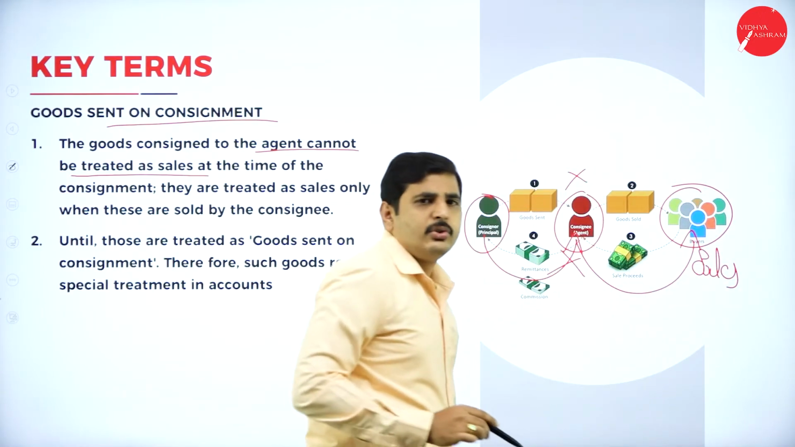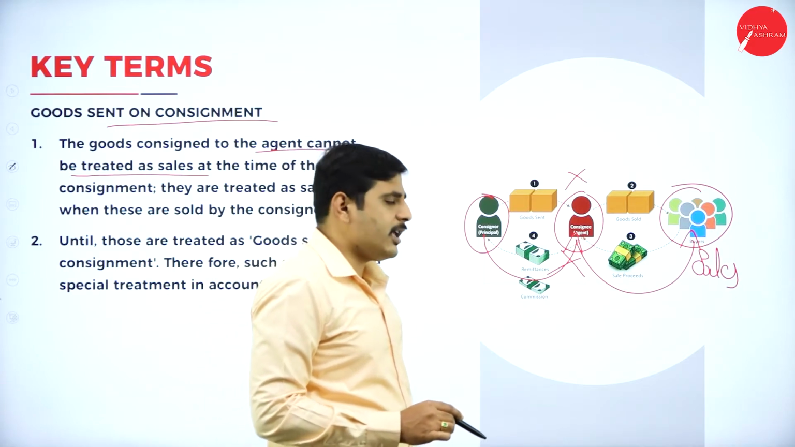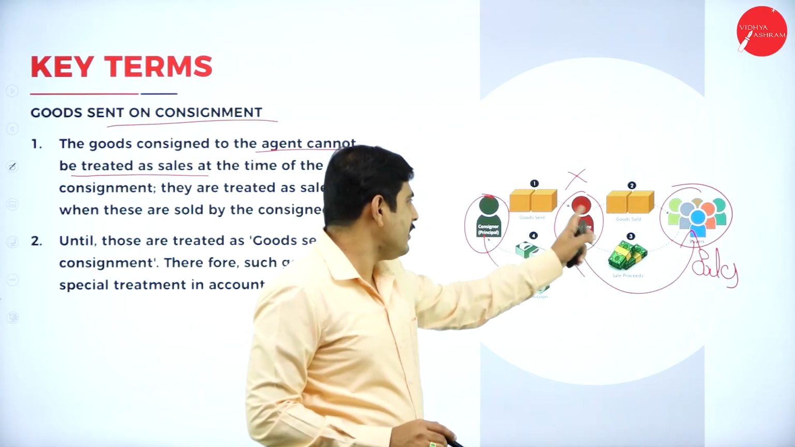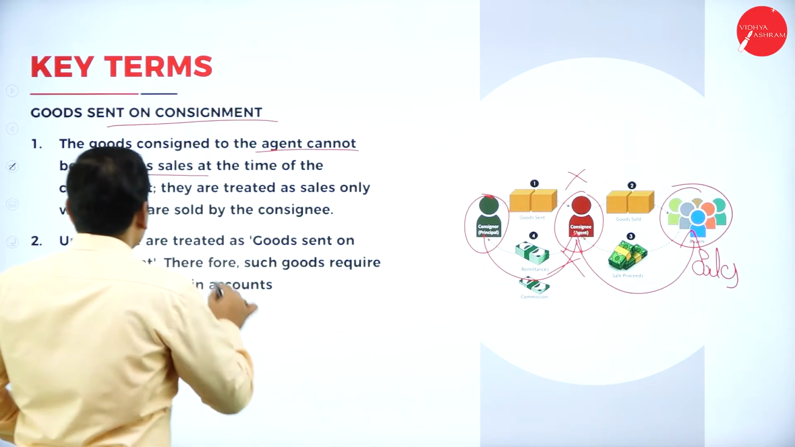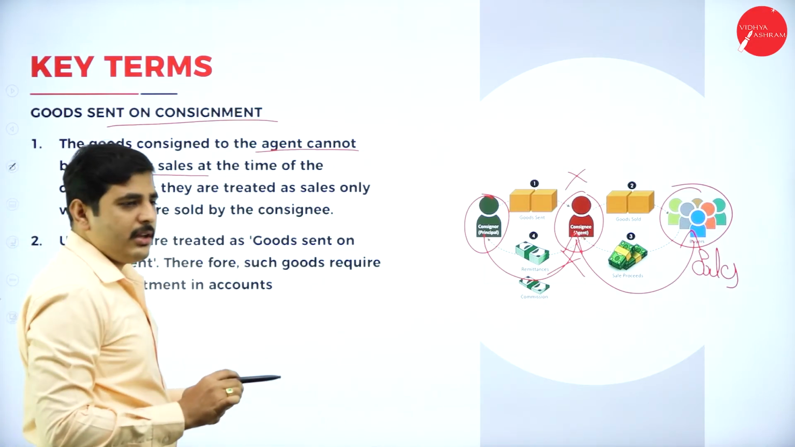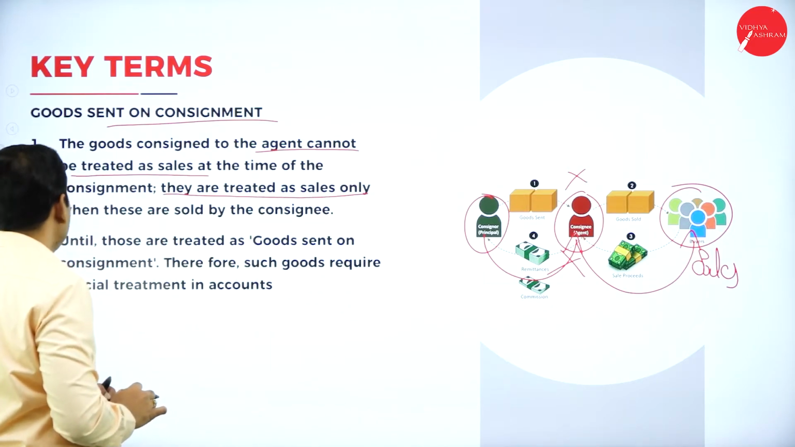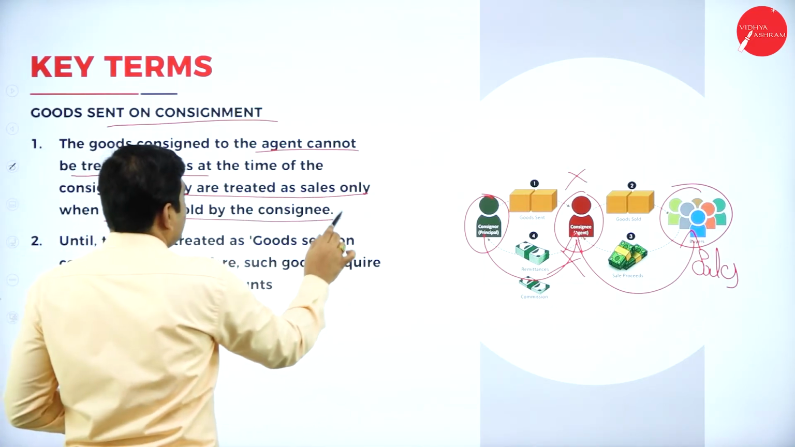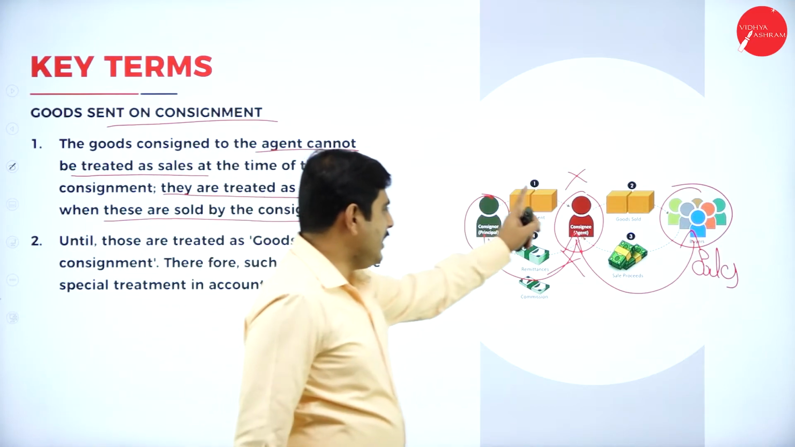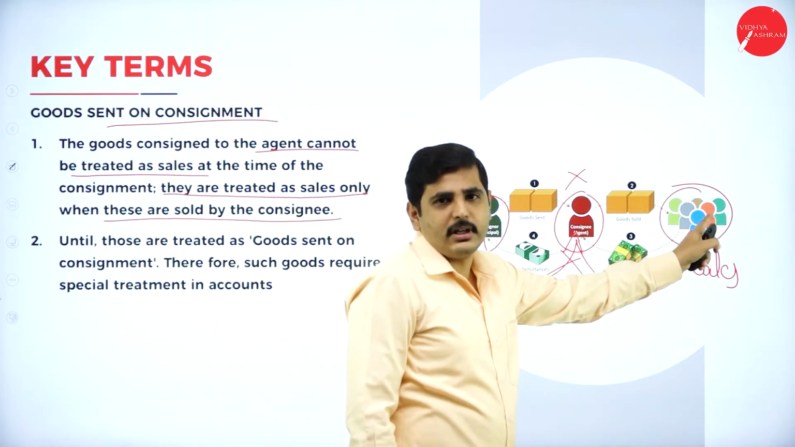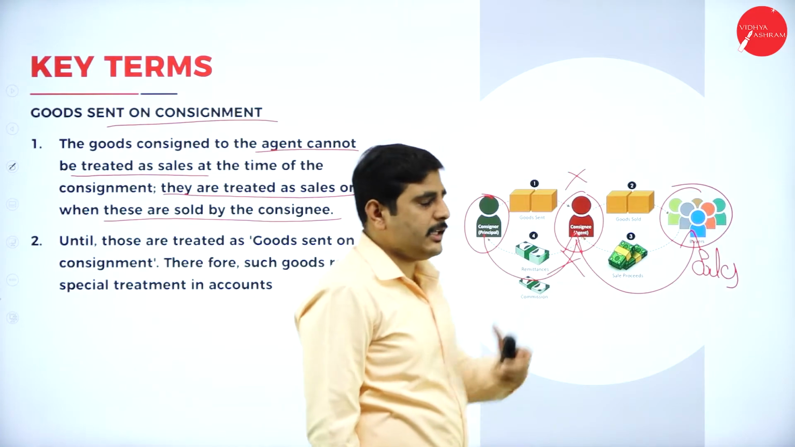So when the goods reach the customer, then it is called sales. Till then we will consider it as goods on consignment. Consignment goods are treated as sales only when these are sold by the consignee. So when the consignee sells the goods to the ultimate customer, then it is treated as a sale.